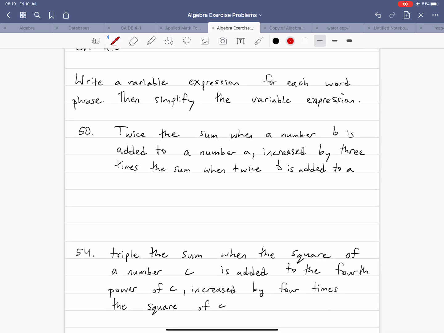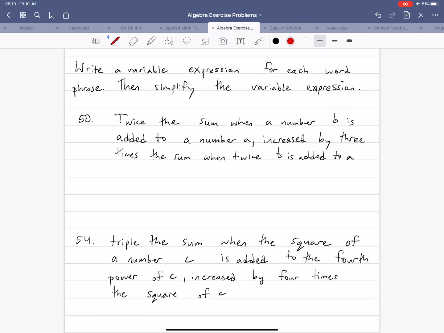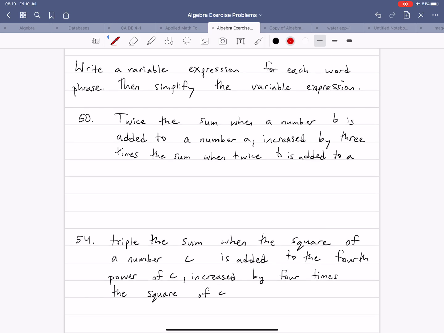So now we're going to do another problem. And the instructions here are write a variable expression for each word phrase, then simplify the variable expression.